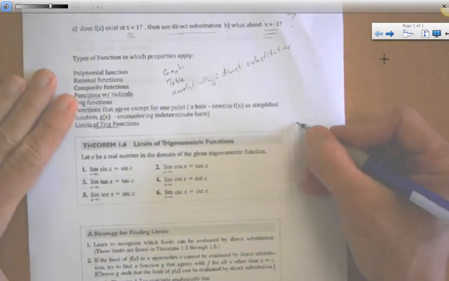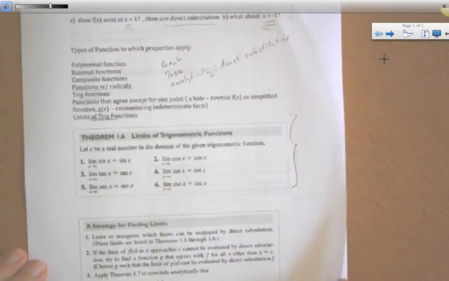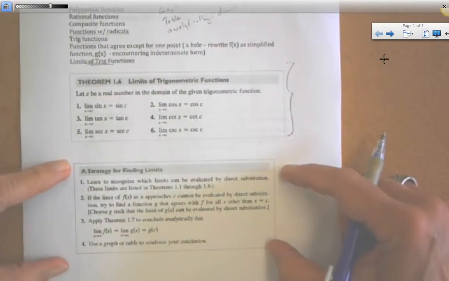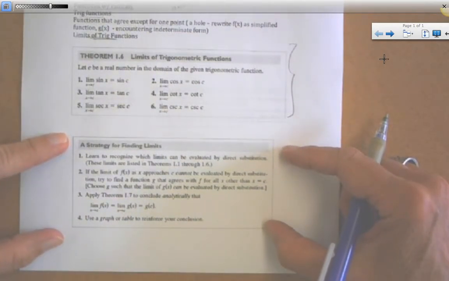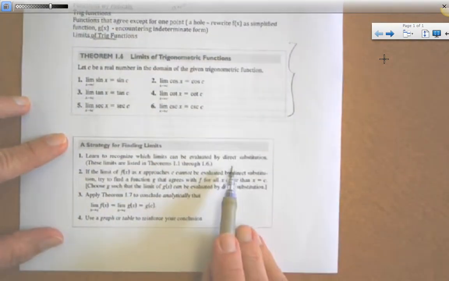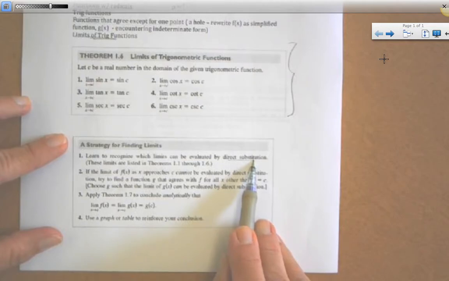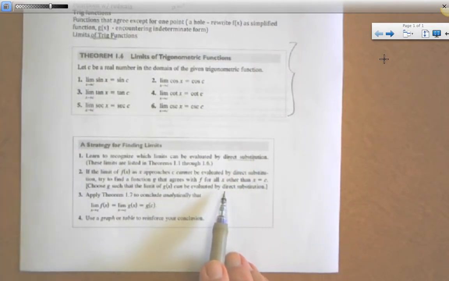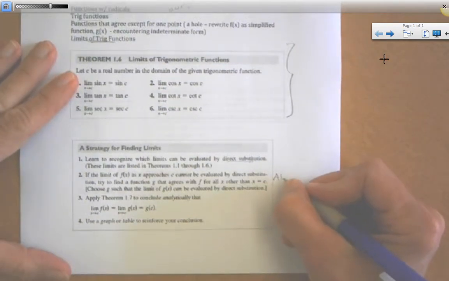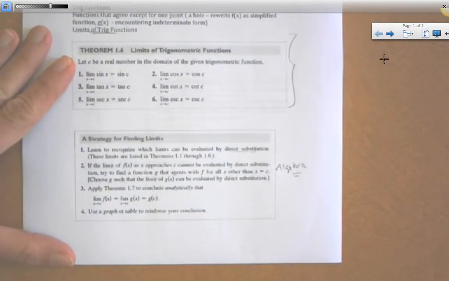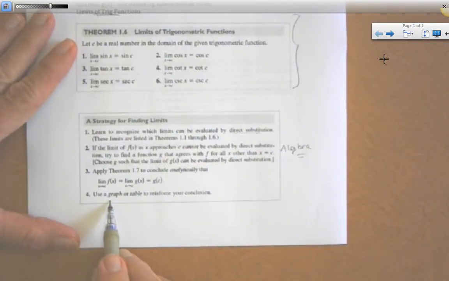These are all the properties for when you're evaluating the limit of a trig function. But here it summarizes how to find the limit of a function. We have all different types. So you first go ahead and try that direct substitution. If that doesn't work, if it's somewhere that is undefined, let's use a little bit of algebra, which is what we're going to be using next. If none of those work, then we're going to have to graph it or use a table of values.